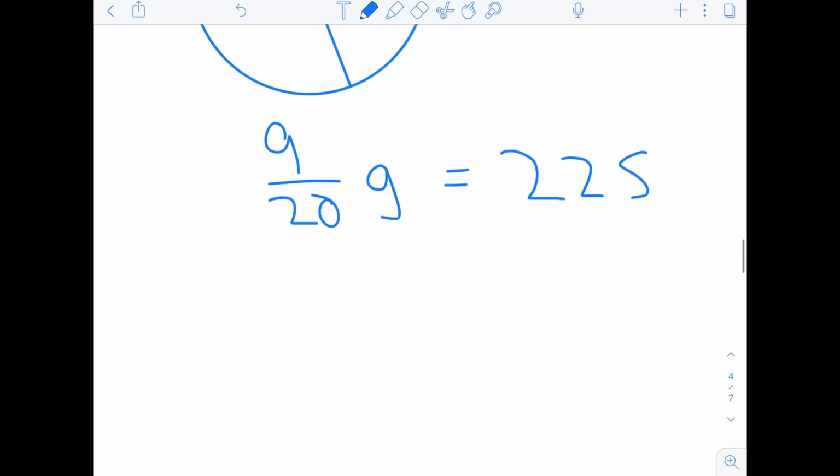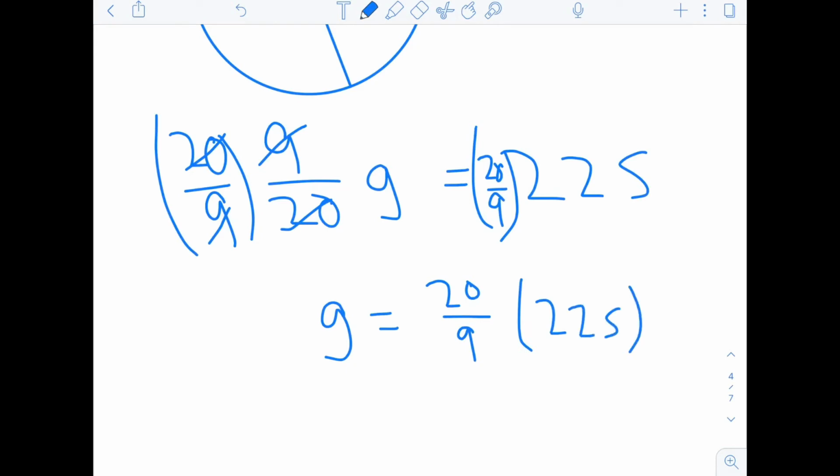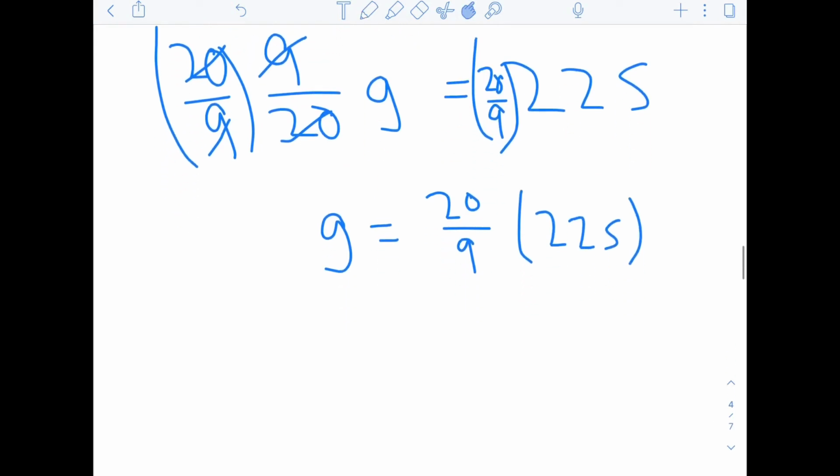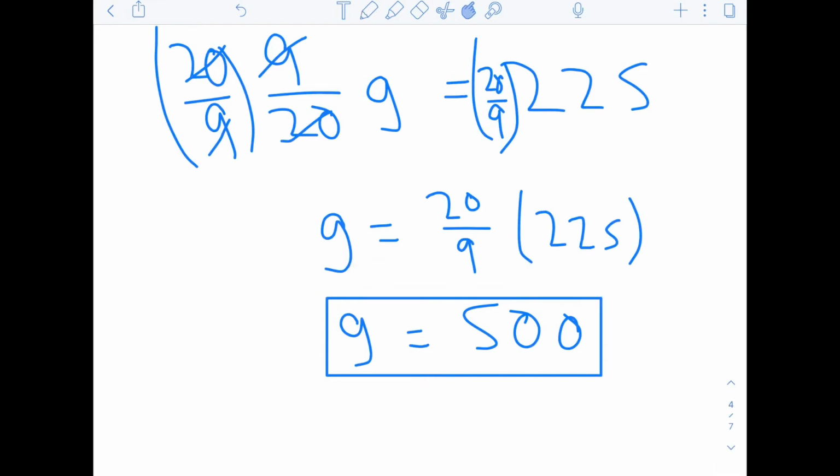So to cancel out the 9/20ths, we have to multiply by 20/9. Multiply by the reciprocal. So that's going to cancel out, and you're going to be left with G equals 20/9 times 225. And 20/9 times 225 is 500. So totally, there were 500 girls surveyed.